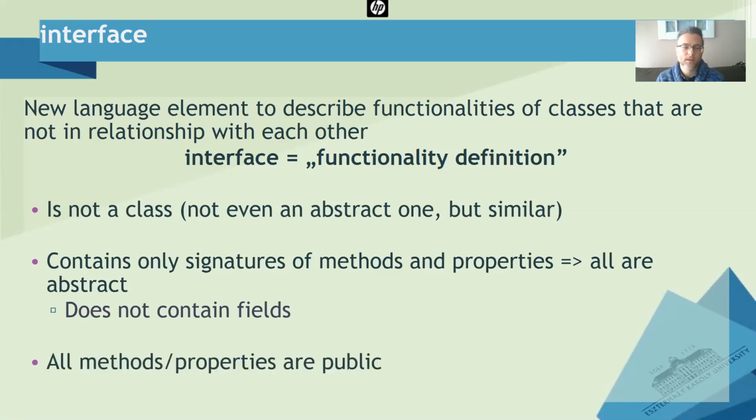Furthermore, an interface is always public. So everything inside the interface must be public, for the same reason. The interface is what anyone can see. This is my public interface, right? There is nothing behind it. What is behind is already implementation.